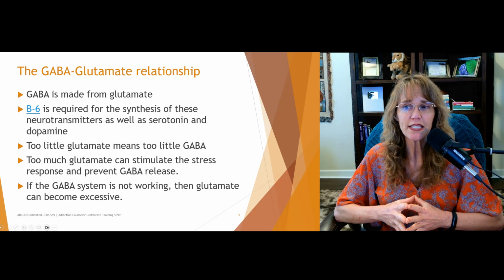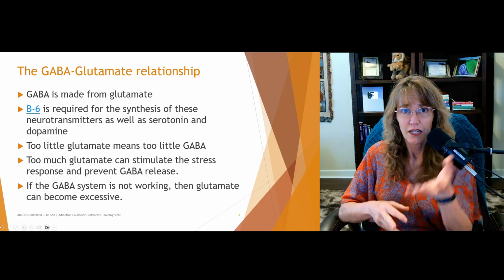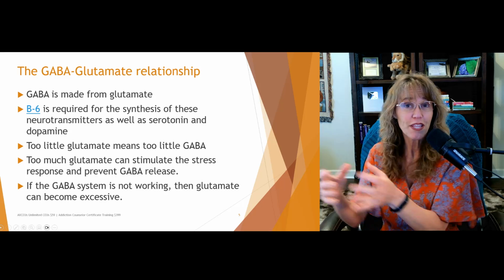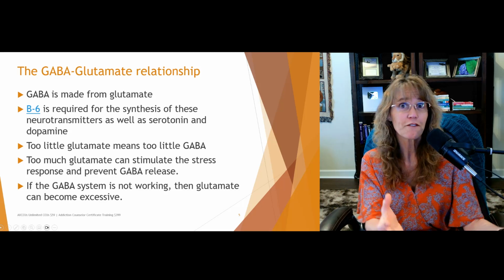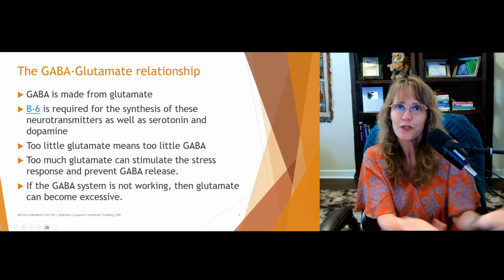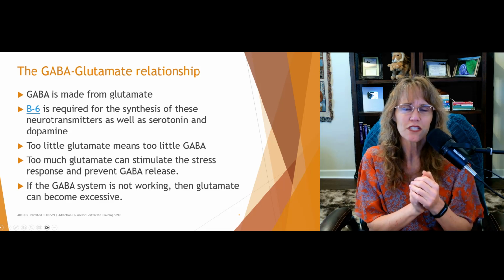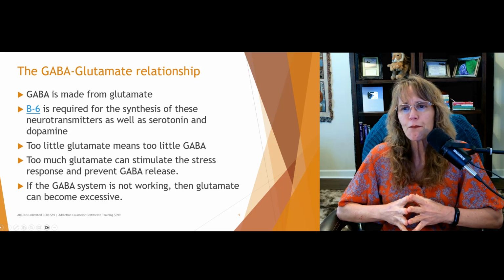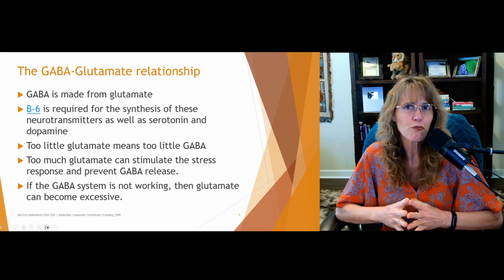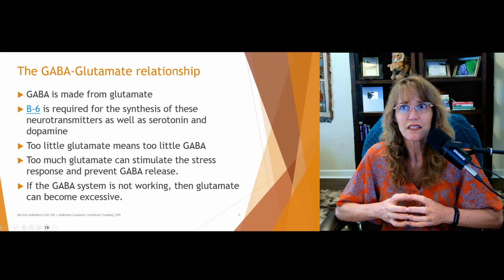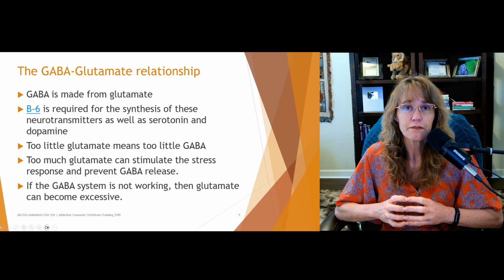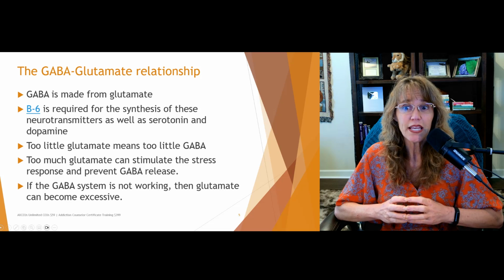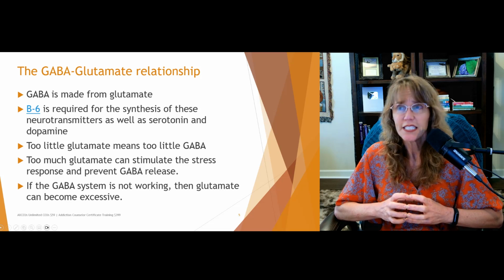Too little glutamate means too little GABA. Glutamate is the base for the GABA. So if you don't have enough glutamate to begin with, then you can only break down so much. And as my dad used to say, you can't squeeze blood out of a turnip. And people may have too little glutamate for a variety of reasons. A lot of times it's nutritional. Sometimes it can be as a result of addiction or something else.